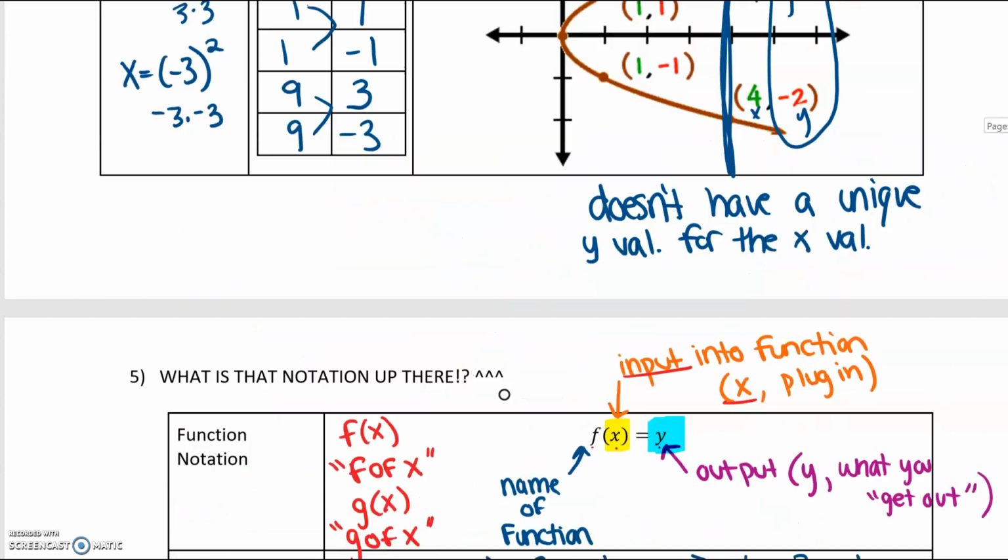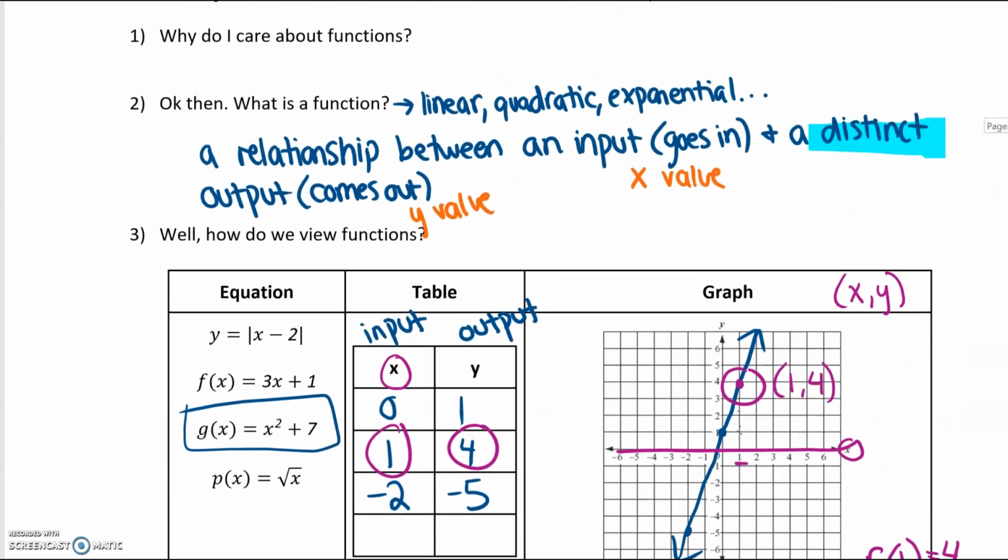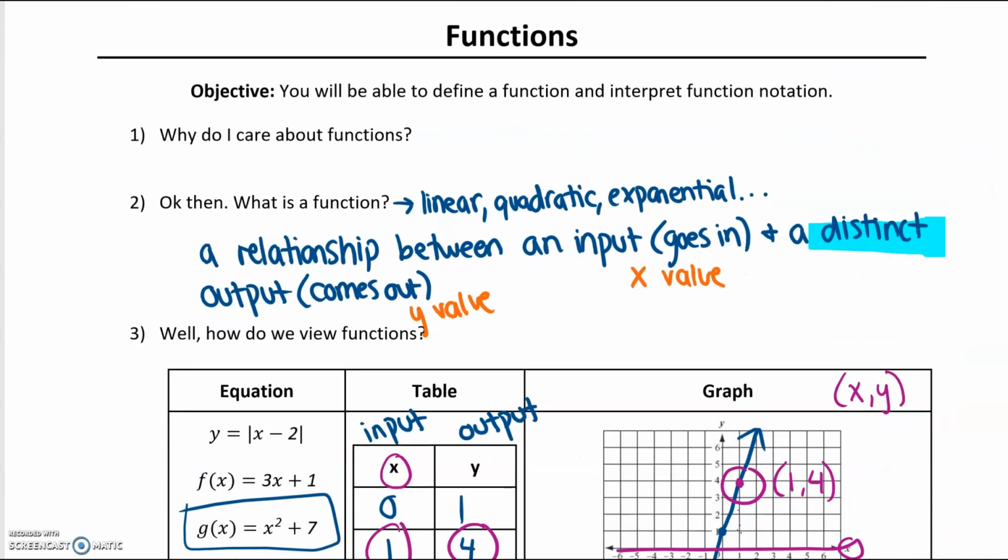Okay, so that's function notation. We've already talked about functions. We're already off to what the foundation of algebra is.